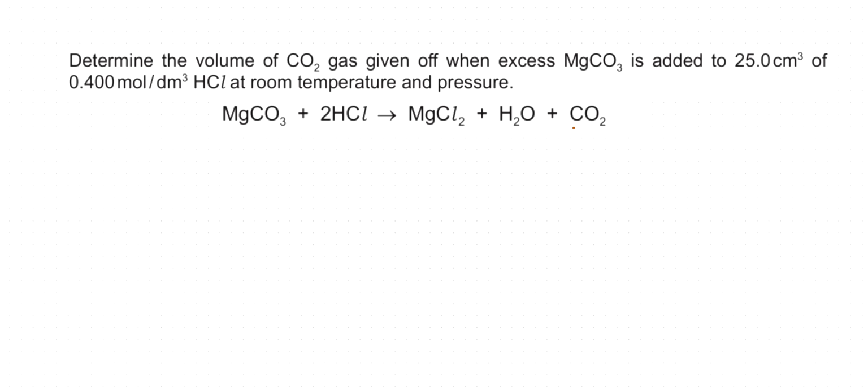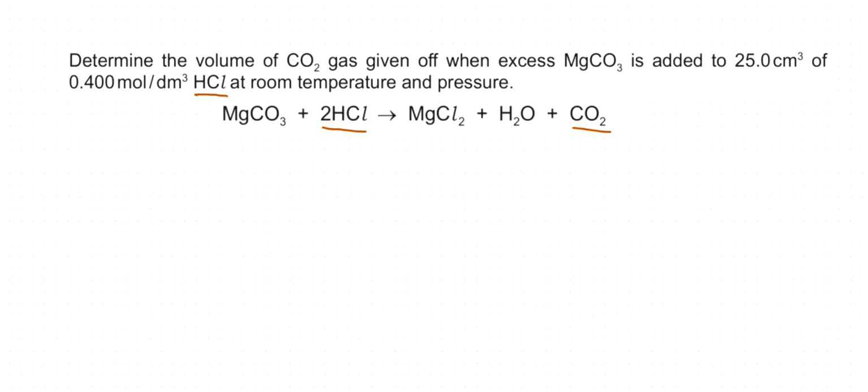So that means when excess magnesium carbonate is added to 25 centimeter cube of 0.4 mole per dm cube of hydrochloric acid, in this question we are going to compare the hydrochloric acid with that of carbon dioxide. So that is what we're comparing in this question here. To begin with, we write out the information or the data that we're given.